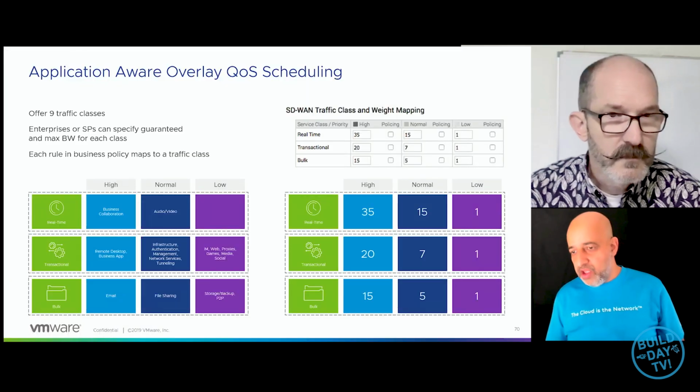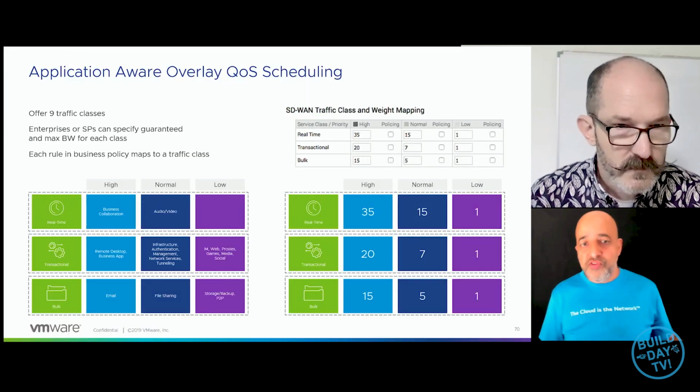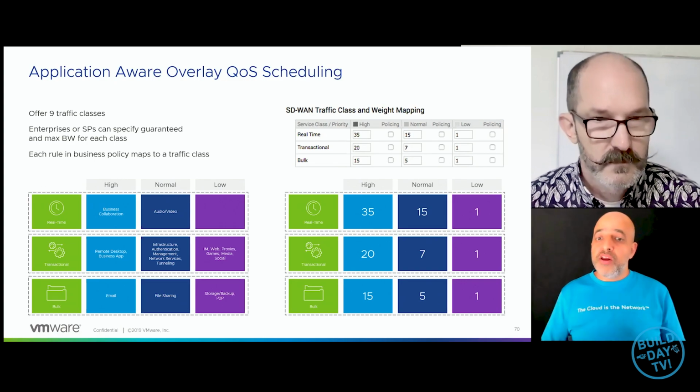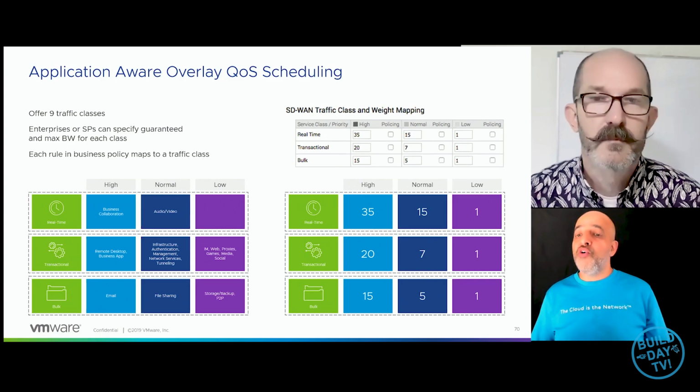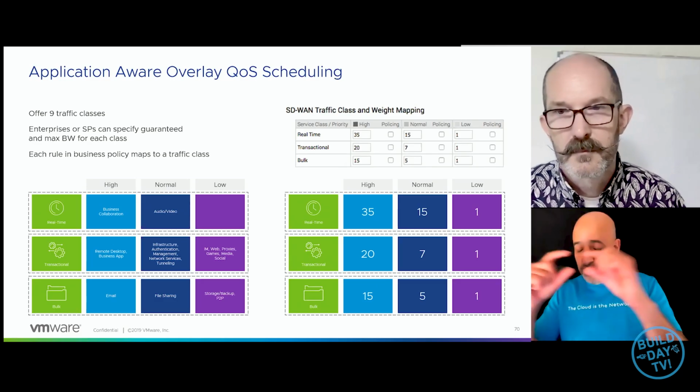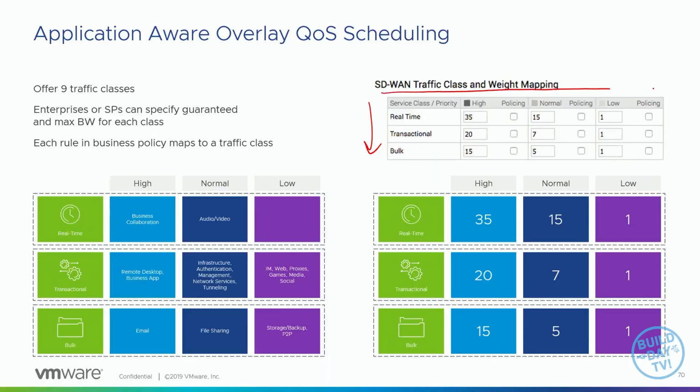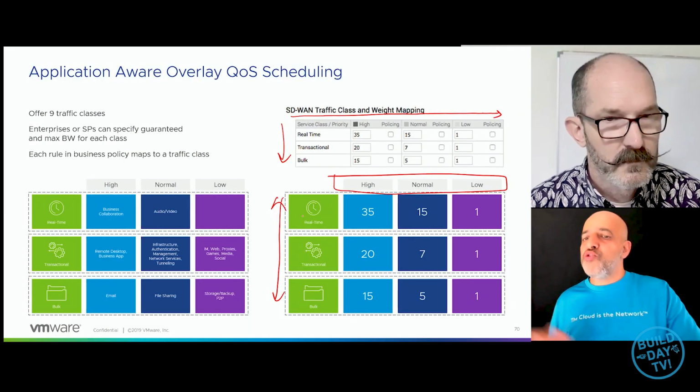The last one is the quality of service. Like I mentioned, not a single application should take over all the available bandwidth on that SD-WAN overlay tunnel. So we have a 3x3 matrix where we take the application priority, high, medium, or low, and then the service class, which is real-time, transactional, and bulk, like box.com or the speed test we performed. Real-time is like the Zoom application.